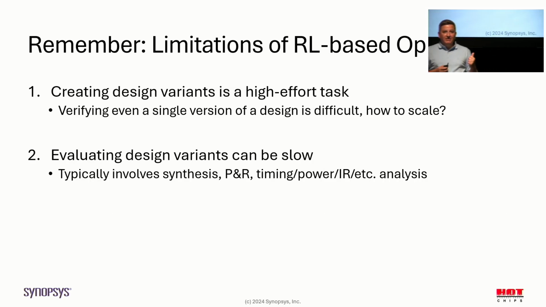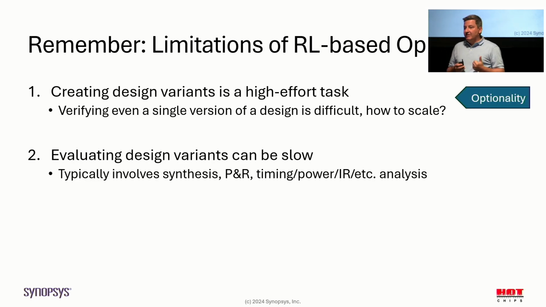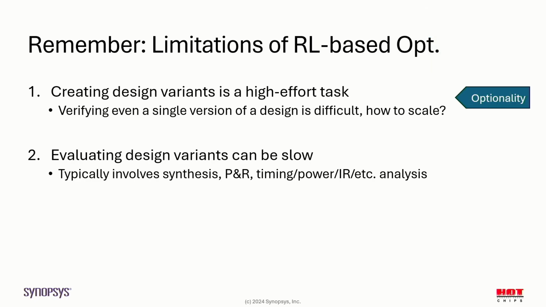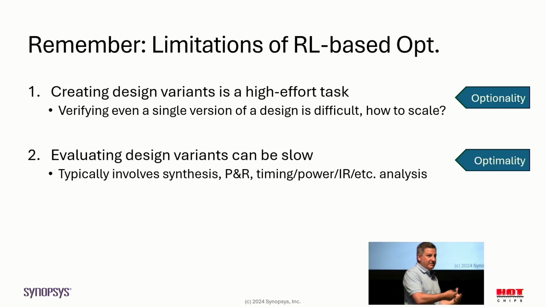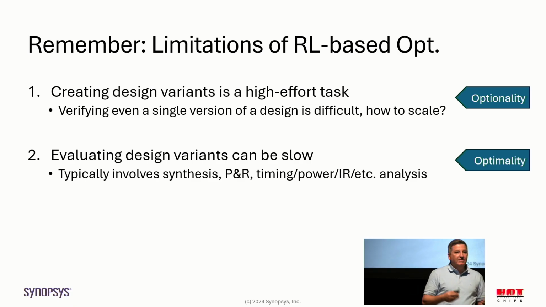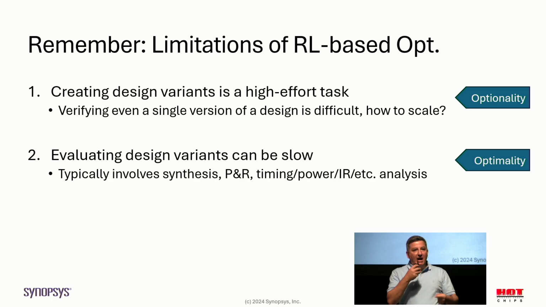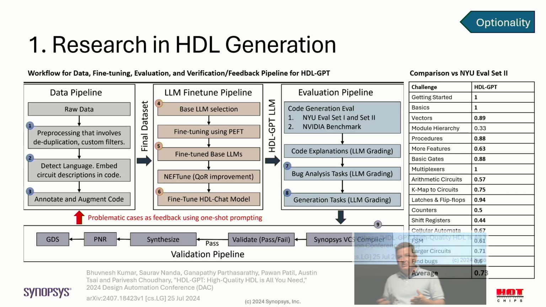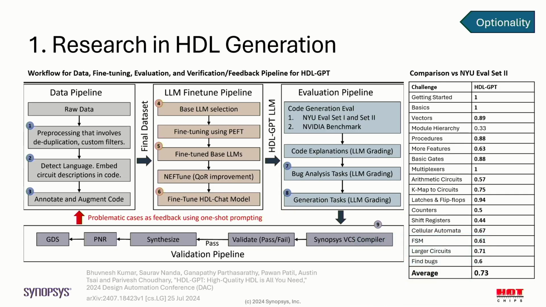Going back to our question, how do we create design variants? It's all about optionality. Give us more things to explore. Evaluating is all about optimality. They help us figure out if those things that you gave us, those options you gave us, are actually leading to optimal solutions and feedback. So if you think about these challenges, we see very interesting things in generative AI, and I'll mention some research that we have done at Synopsys, and Mark has done a lot of work here, and other folks have done a lot of work here as well.